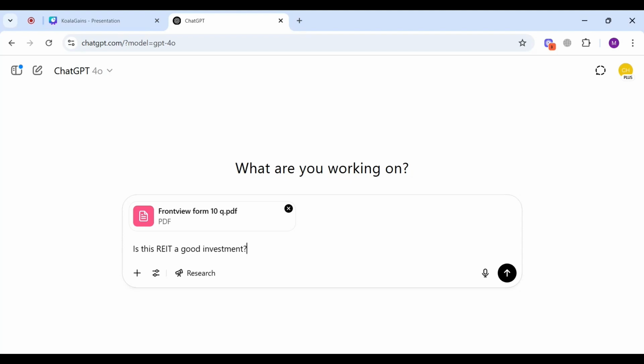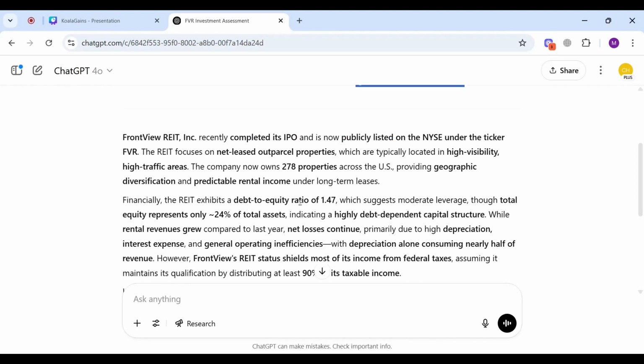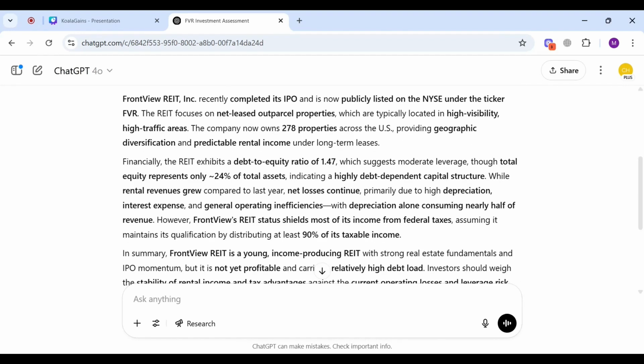I attach the form of the REIT I'm considering for the investment and ask the LLM if it's a good investment or not. So I'll start with this general prompt and get some output from it. I'll go through that output, then choose the factors I want this REIT to have to be considered good. Based on that output, it gave me a general investment overview that's not even complete. It's pretty limited, and I don't think I can make a decision based on this intuition.